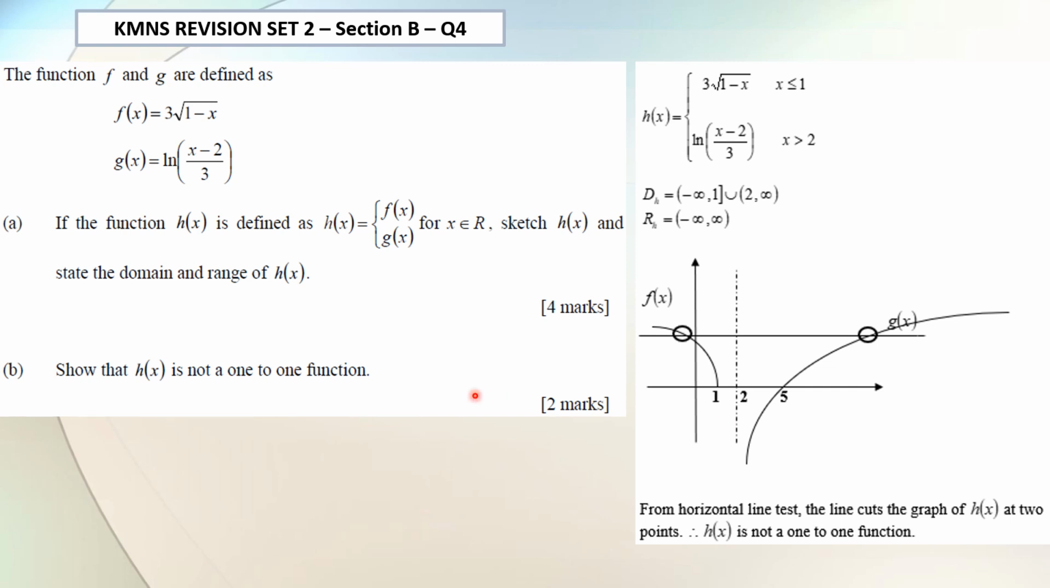Next question just asks you to show that h(x) is not a one-to-one function. So using your graph just now, remember as I said, for a one-to-one function, you can use the horizontal line test, or you can also use the algebraic method. But since we already have the graph, it's easier for us to use the horizontal line test. So it is shown that h(x) is not a one-to-one function.